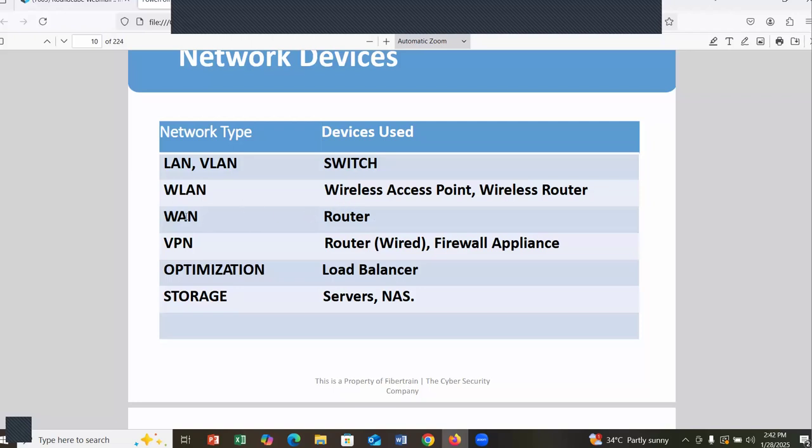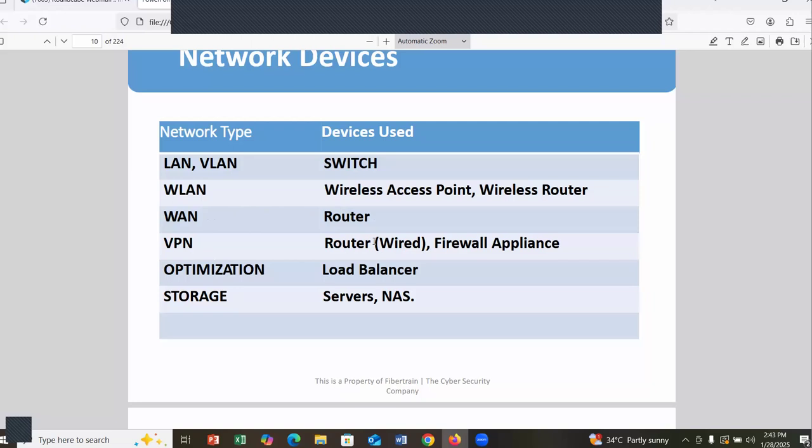So when we're talking about a VPN, which stands for virtual private network, the devices we make use of in a VPN, anytime I want to configure a VPN on a network, is either I have a router, which is a wired router.